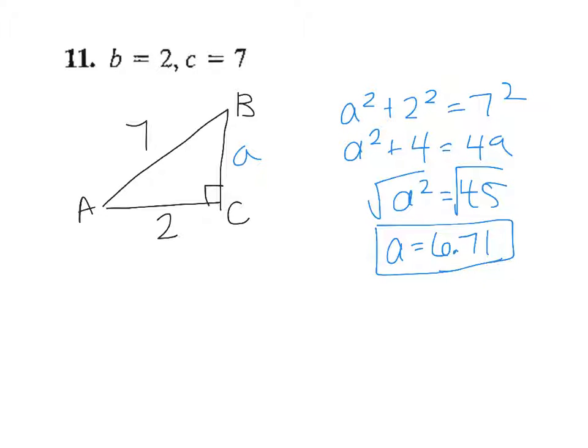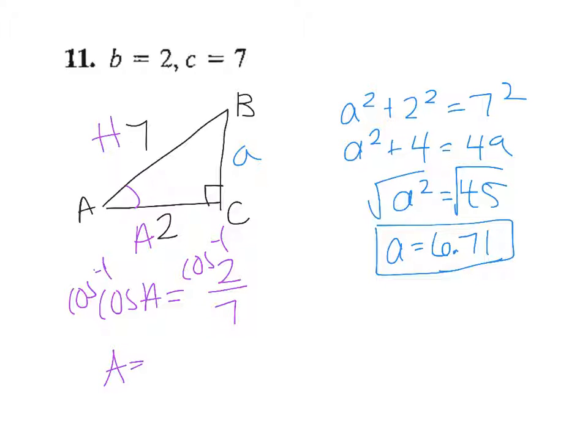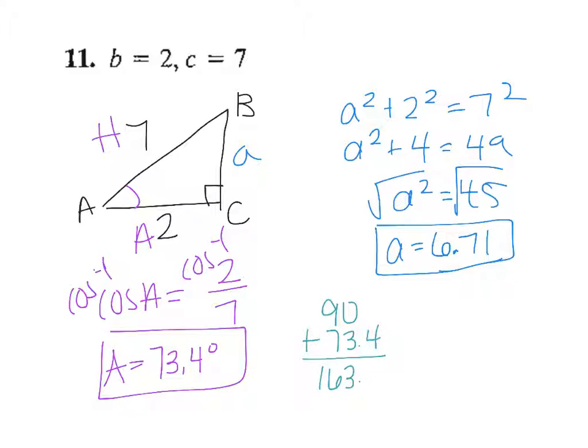And then again, we need to start by next finding an angle. So I'm going to find big A here. The original sides they gave us are adjacent and hypotenuse, so you're going to use cosine. Cosine of big A is equal to 2 over 7. And then do cosine negative 1 to get rid of the cosine, and just type that in your calculator. And you get 73.4 degrees. And then just use the other angle in the triangle to find that last one that's missing. Add, we get 163.4, subtract from 180. You get 16.6 degrees. That is going to be angle B.